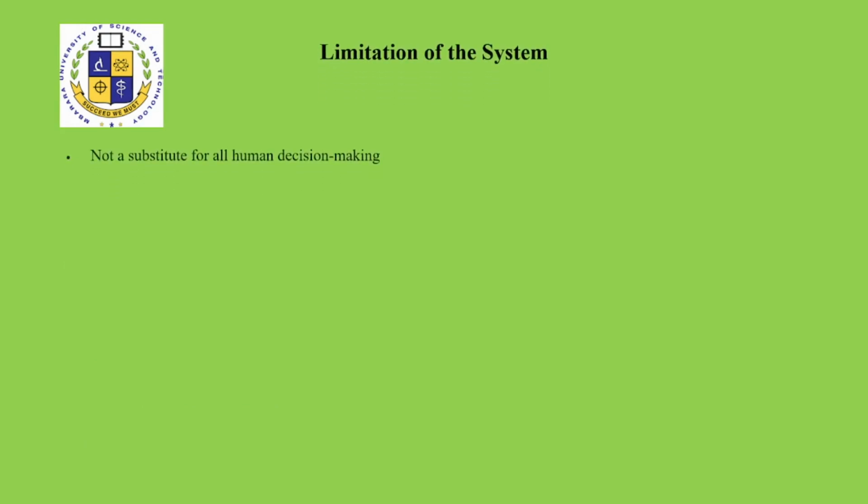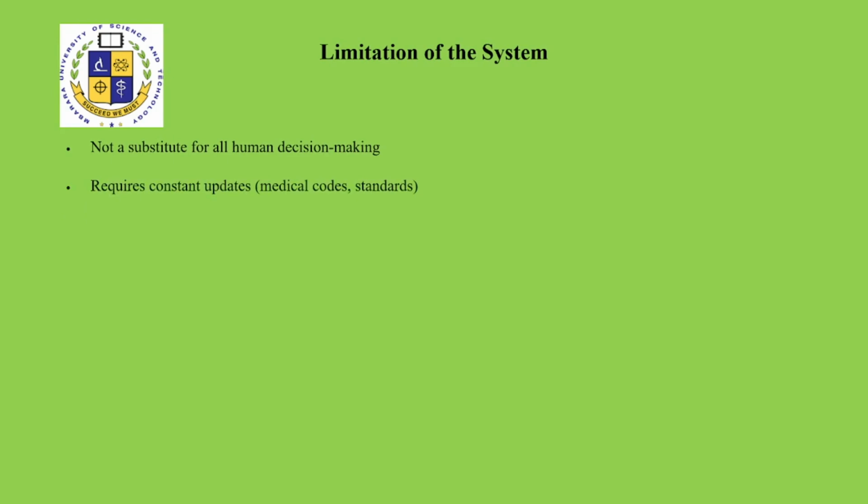Limitations of the system: it's not a substitute for all human decision making. As I've pointed out, we have not made a system to replace humans. This is a system that actually requires humans to facilitate it. So we are not going to lose jobs, but we have to just adapt to the new system. It requires constant updates of medical codes and standards.